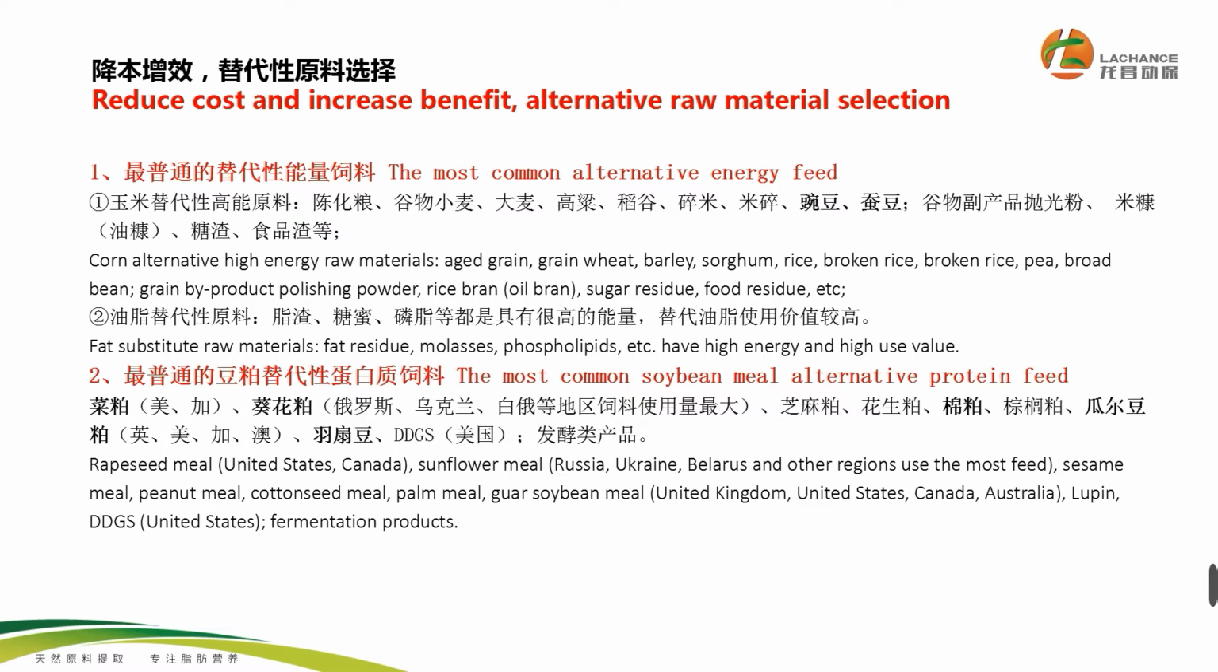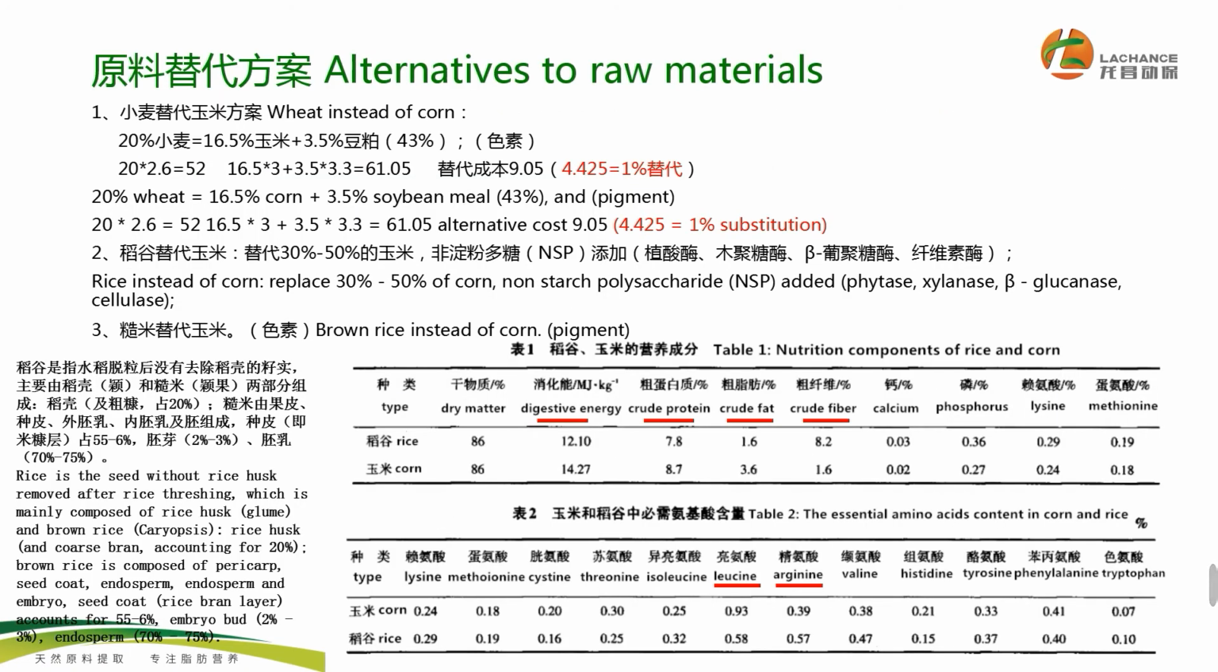And in Russia, Ukraine, and other regions, we can use the sunflower meal. It's alternatives to all materials. Wheat instead of corn: 20% wheat is the same as 60.5% corn plus 3.5% soybean meal.